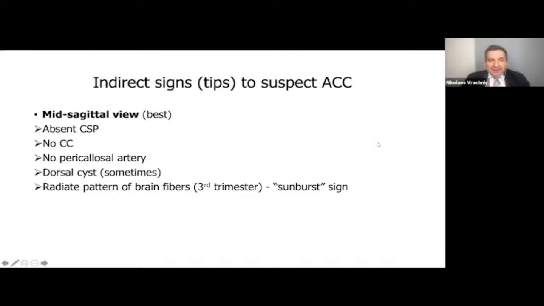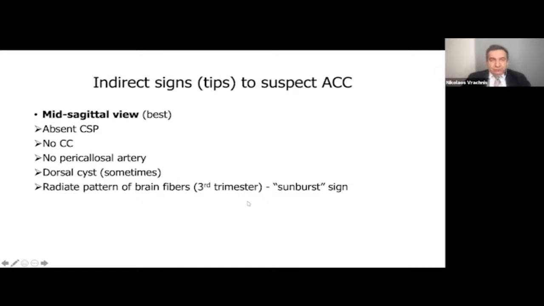And finally, other indirect tips to suspect agenesis of corpus callosum in the mid-sagittal view. Again, there will be an absent CSP, cavum septum pellucidum. There will be, of course, in agenesis no corpus callosum. There will be no pericallosal artery. It may be a dorsal cyst sometimes, and there may be a radiate pattern of brain fibers, as we call it, the sunburst sign, but this is in the third trimester. We will not see it during the fetal anatomy scan.